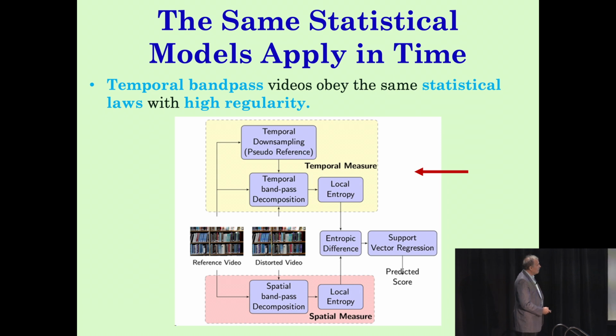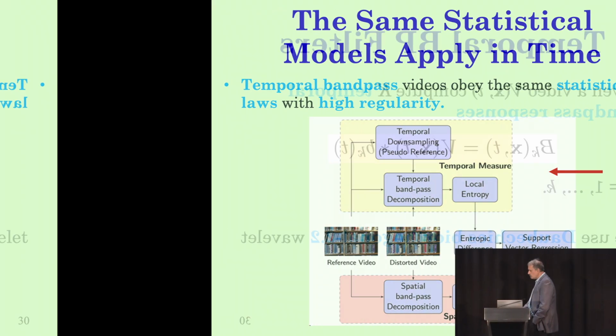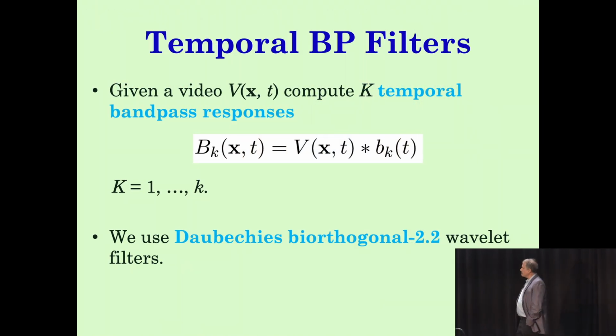One other thing, we feed features to a very simple learning model, a shallow model called support vector regressor. It's not deep learning, it's just a shallow model. So in this, we do bandpass decompositions of the signal, we compute entropies, but there is one other thing. We compute a signal called a pseudo-reference signal, which I'll explain in a minute.